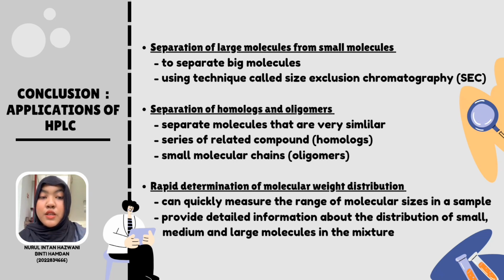Third, rapid determination of molecular weight distribution. When working with polymers or large natural products, HPLC can quickly measure the range of molecular size in a sample. Again, size exclusion chromatography is commonly used here. It provides detailed information about the distribution of small, medium, and large molecules in the mixture, which is essential for understanding the properties of polymers or analyzing natural product composition.